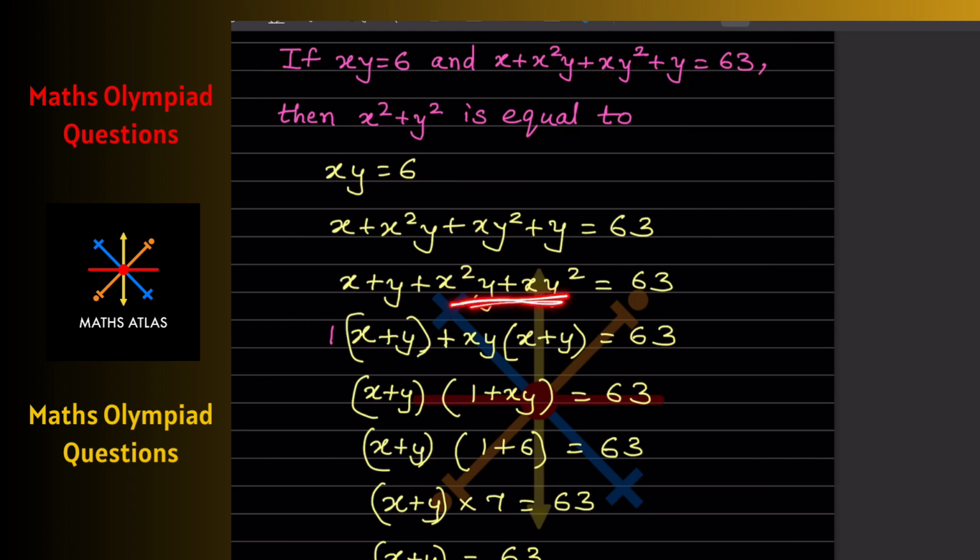And from this one, what you can see is that xy is common. So that we will keep outside the bracket. In the bracket, x square y means x will be in the bracket. When you multiply this into this, you get this one. And when you multiply this into this, you get this. So now what you can see is that in both brackets we have x plus y, which we are going to write only once. And what is outside the bracket, 1 plus xy, will be in the other bracket. And 63 will be as it is.